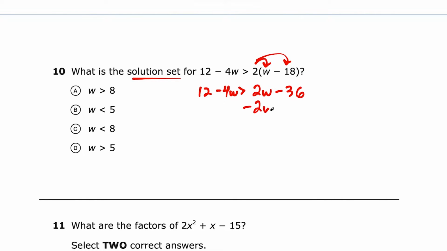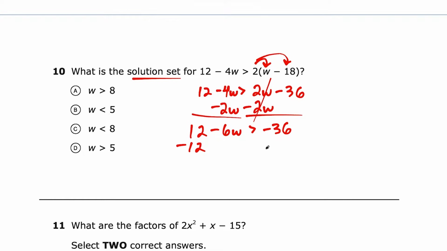So we're going to do minus 2w on both sides. And now on the right side, these terms cancel, and we have 12 minus 4w minus 2w. I'm doing -4 minus 2 is -6. So I have -6w. And now greater than, all we have left on the right side is -36. So now we'll do minus 12 on both sides. And that's just going to get the w term closer to being alone. So we have -6w is now greater than -36 minus 12 is -48.